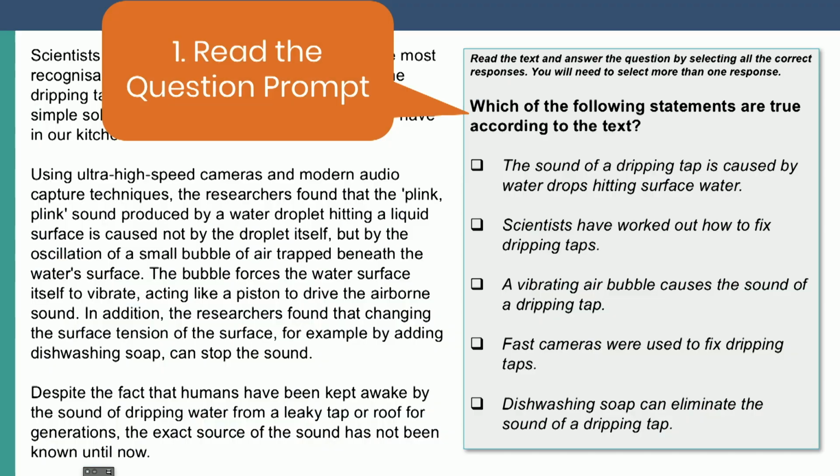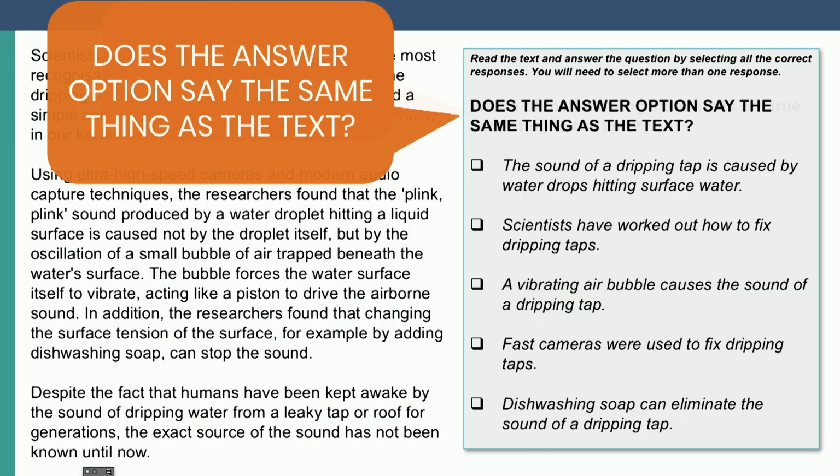On that note, let me talk you through the method, right? Because this is critical. Okay, read the question prompt again. Really, the question prompt is asking you, does the answer option, A, B, C, D, or E here, say the same thing as the text? Fine. Before we want to start to confirm that, we need to do a little bit of speed reading, right?